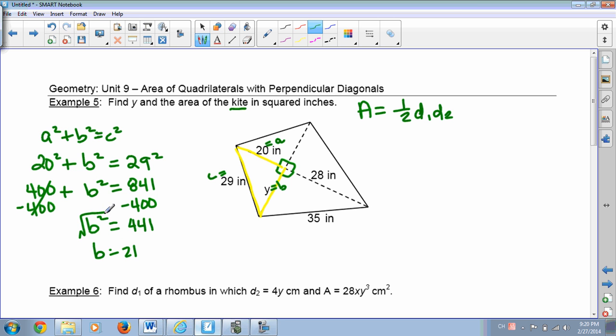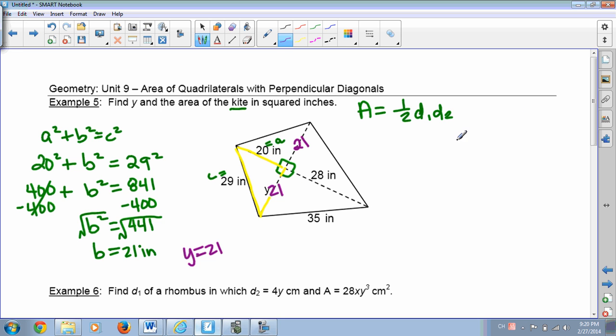So the square root of 441 is 21 inches. So that would actually be our y. Our y is 21. Okay, the nice thing about that is in kites, this diagonal right here is cut in half by this diagonal. So that means if this side is 21, then this other diagonal over here also has to be 21. Okay, so now we have all of our pieces of our diagonals filled in.